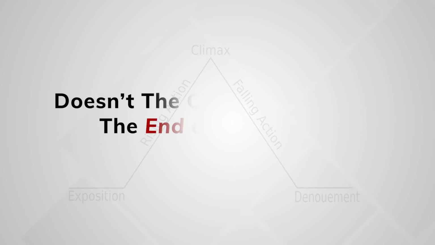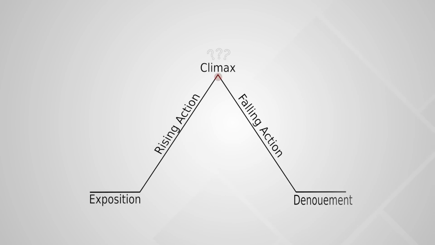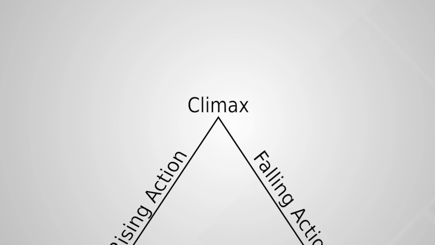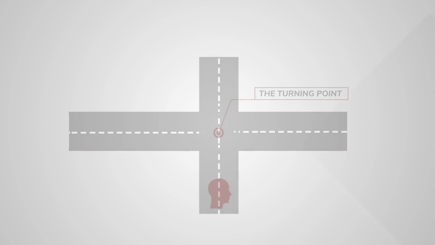But doesn't the climax take place at the end of the story? Why does Freytag place the climax at the midpoint? Freytag's climax is not the resolution of the story. It is an extreme shift or turning point in the story. The character has now been faced with something that radically turns the story and throws them off their previous path. Let's look at some examples.